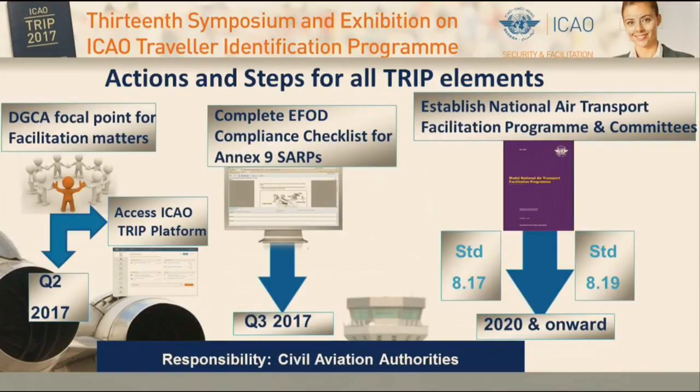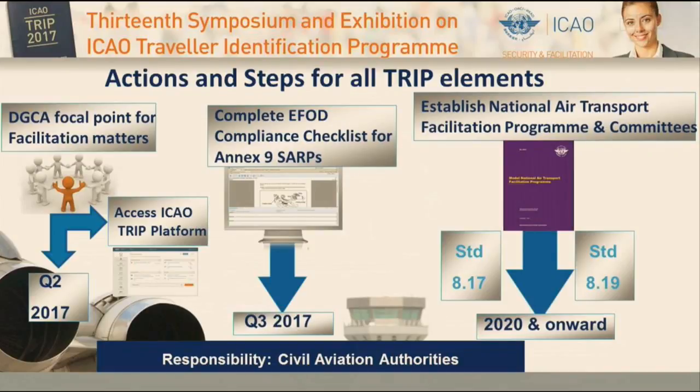The action and step for all TRIP elements. First, we have recently sent a State letter asking states to nominate a facilitation focal point. This is the first step. This focal point should be in civil aviation authorities, and they will be in charge of dispatching the information to all the entities involved in TRIP in the state. As of today, we have already received 150 nominations of facilitation focal points, and I invite the states who have not yet nominated a focal point to do it.